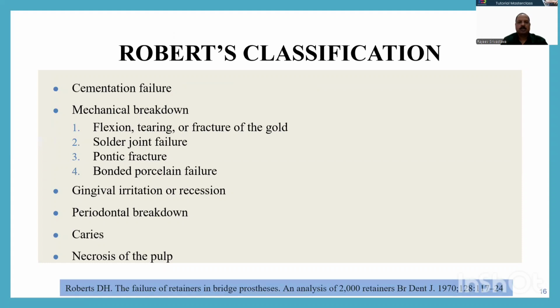Then we have the Roberts classification. In this classification, we have cementation failure and mechanical breakdown. Mechanical breakdown can be because of flexion, tearing, shoulder joint failure, pontic fracture, bonded porcelain failure, gingival irritation or recession, periodontal breakdown, caries, or necrosis of the pulp.